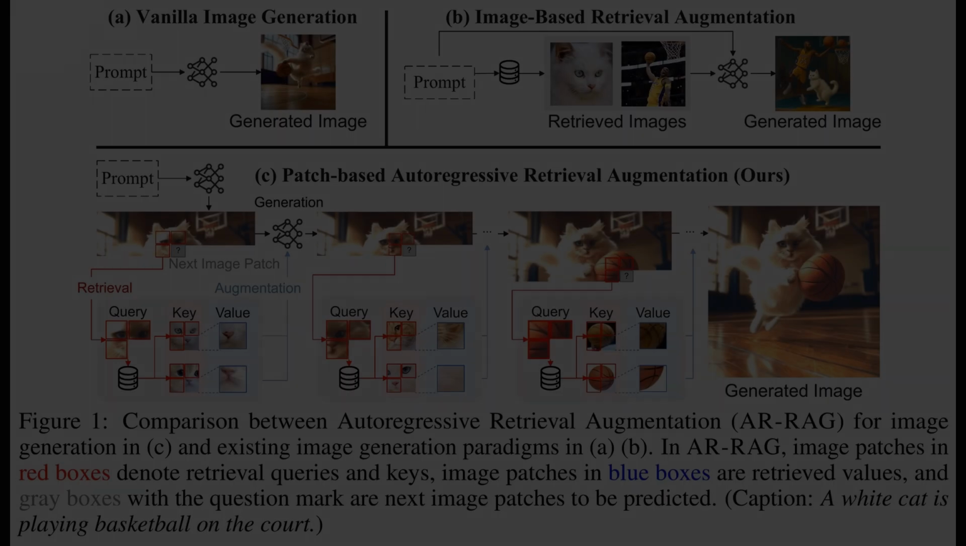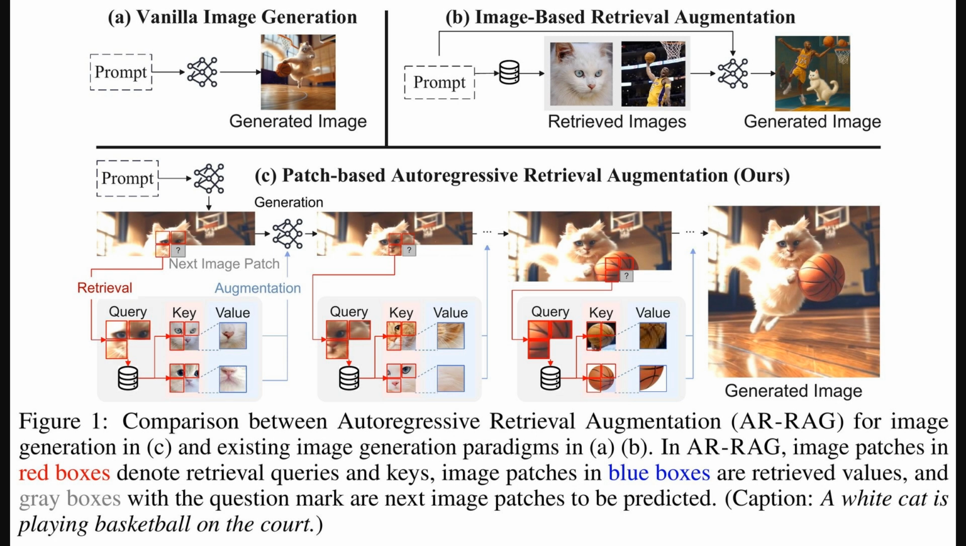So this first figure really illustrates the key difference. On one hand, you have standard image generation, and then image-based retrieval, which pulls in whole reference images at the start. But the new method, Autoregressive Retrieval Augmentation, is much more dynamic. As it generates the image, it stops at each step to predict the next patch. It uses the part it just made as a query to find the most relevant tiny patch from a database, like a piece of a cat's eye or the texture of a basketball, and uses that to guide the very next step. This step-by-step retrieval process is what helps it build a much more coherent final image.